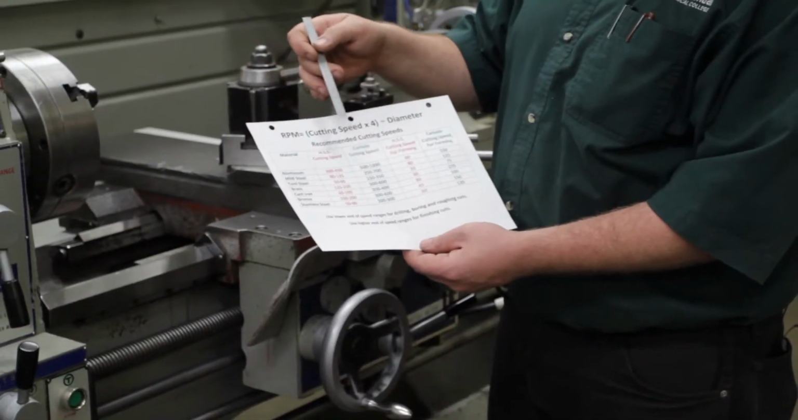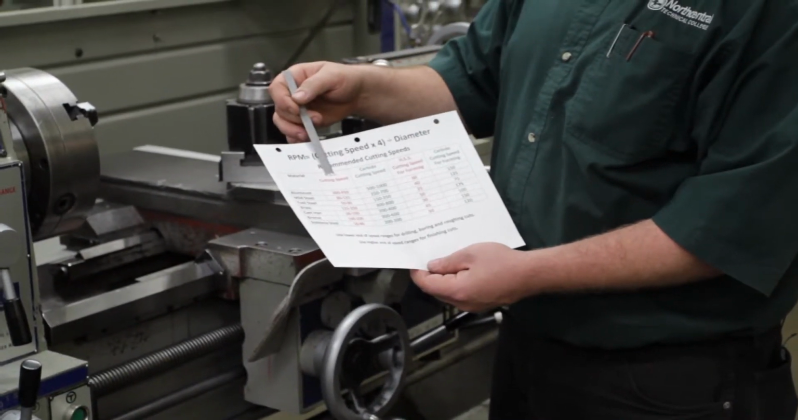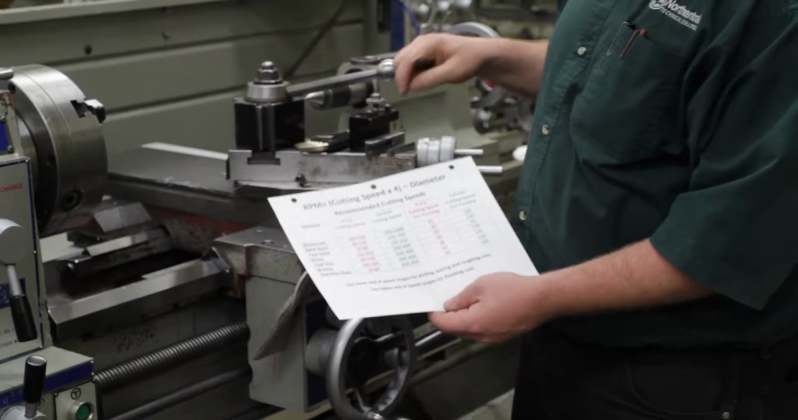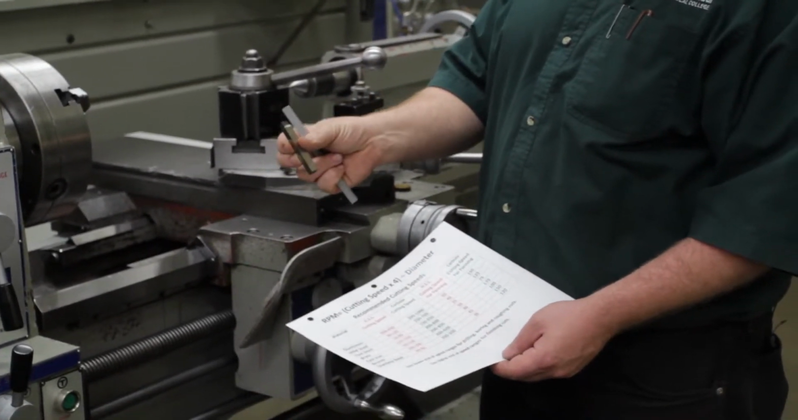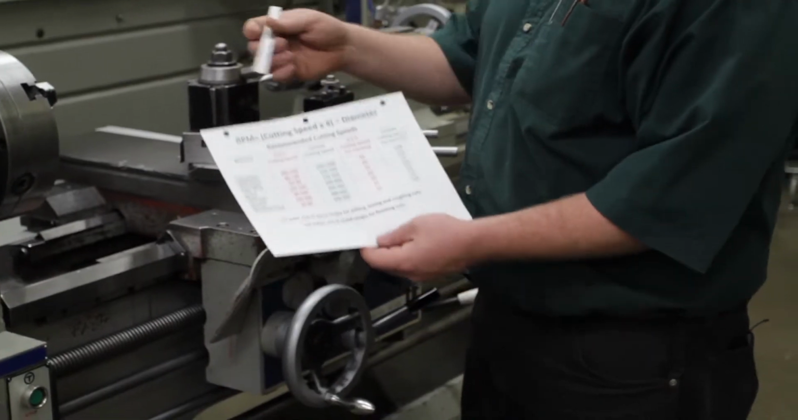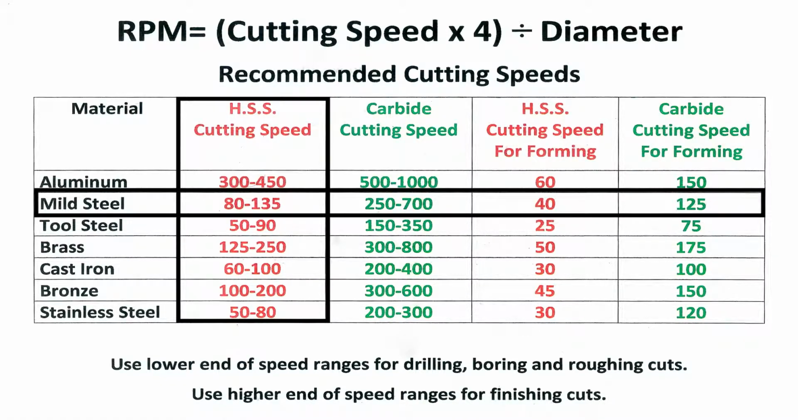Then we have to look at what kind of cutter you have. Do you have a carbide or high-speed steel cutter? The one that we grind for our first project is high-speed steel. So if you look at high-speed steel under mild steel, it gives you a range of 80 to 135. That is your cutting speed.